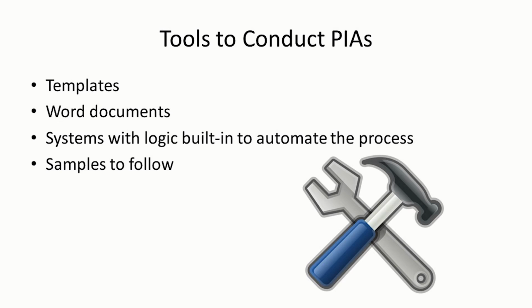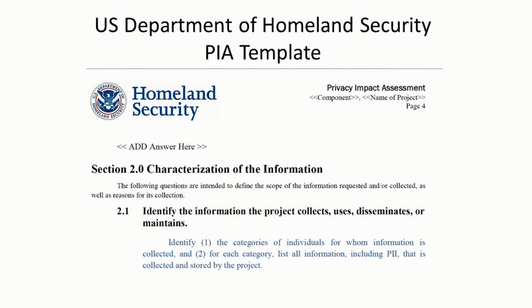Tools. Organizations use many different tools to document and manage their PIA processes. In addition, they may take a compliance-based approach or a risk-based approach, depending upon the culture of the organization and the maturity of that organization. Here are some examples. This one is from the federal government. It's from the U.S. Department of Homeland Security, and they've had to do privacy impact assessments for quite a while now.